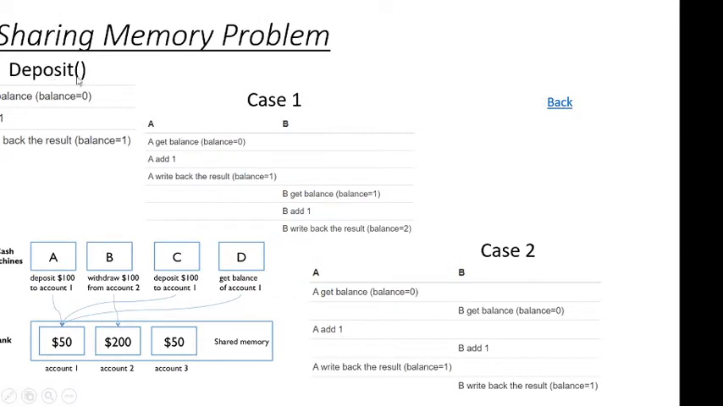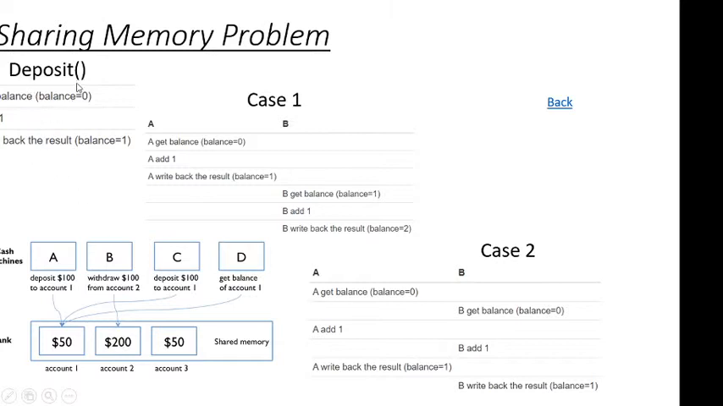Now let's take a scenario for deposit. Let's take the example deposit. All ATMs are depositing. So when A deposits, say we are only depositing to one account. If A deposits to account 1, and B also deposits to account 1. Let's see the different scenarios.